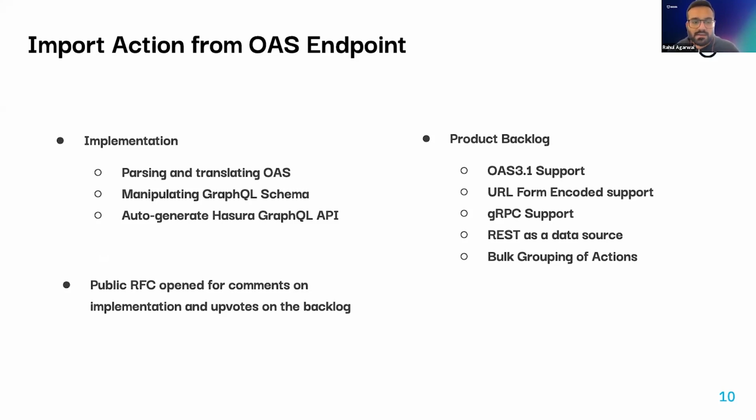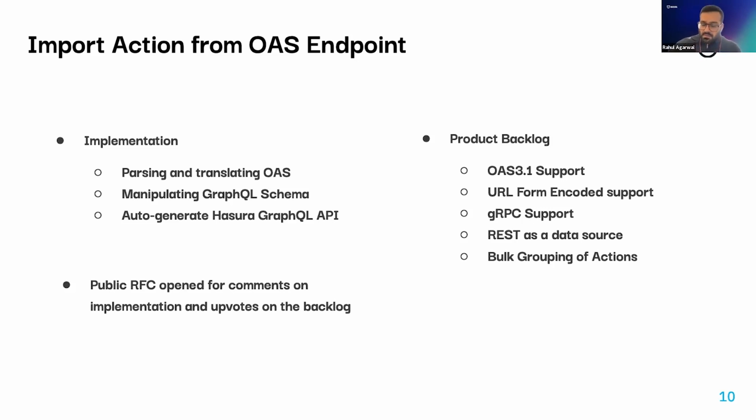There are three main aspects of implementation: parsing and translating the OpenAPI spec, manipulating the GraphQL schema, and then auto-generating the Hasura GraphQL API. You can learn more about how we did that implementation in that RFC. And we also have a growing product backlog here. For example, only OAS 3.0 is supported right now. OAS 3.1 support is on the backlog. URL form encoded support is another thing. Now we're importing REST APIs. What about other data formats such as gRPC out there? So that's another contender.